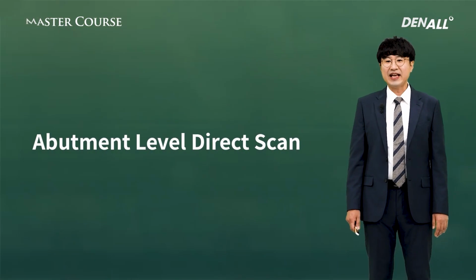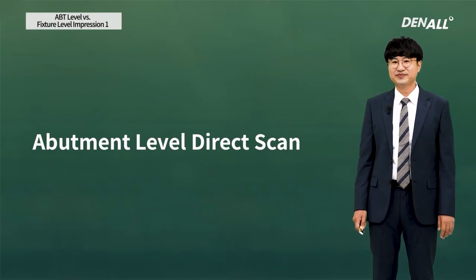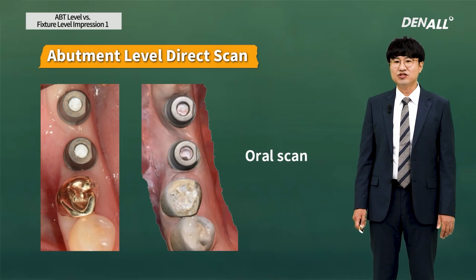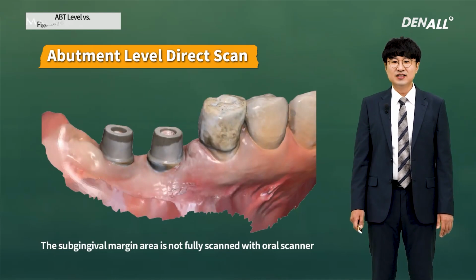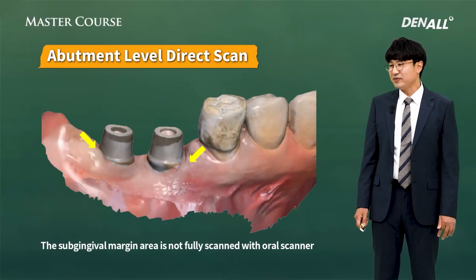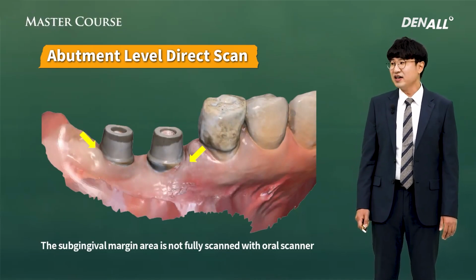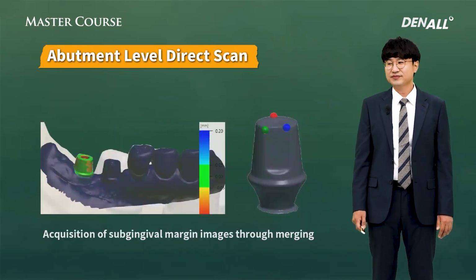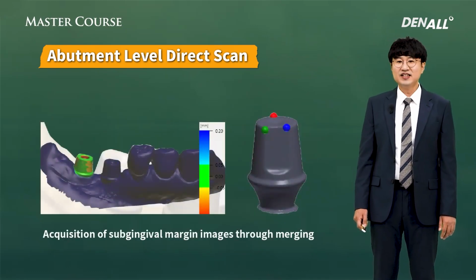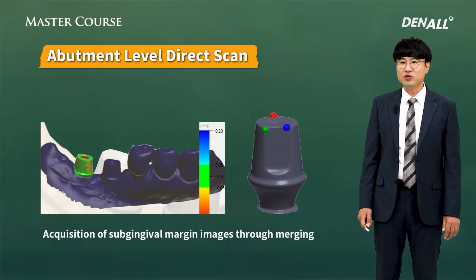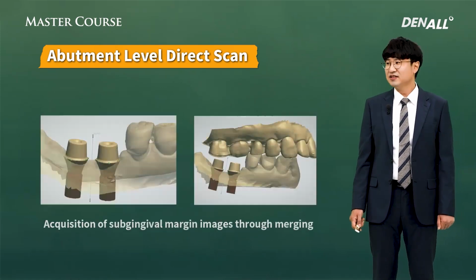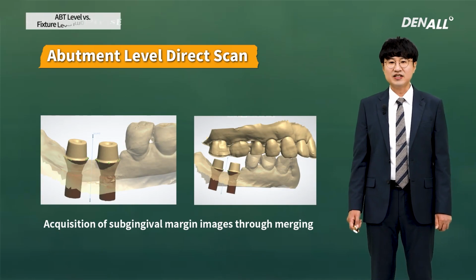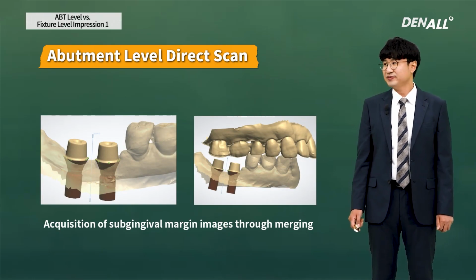Lastly, let me talk about abutment level direct scan. The stock abutment is delivered and then scanned. The subgingival margin was not scanned, only up to the area I could see. The same size stock abutment was called as an image from the model scan and merged. With the same method I explained, it was merged, and the subgingival margin image was easily obtained.